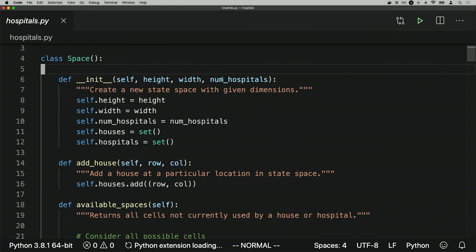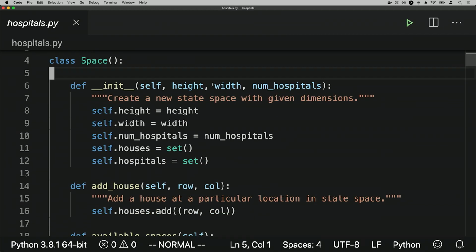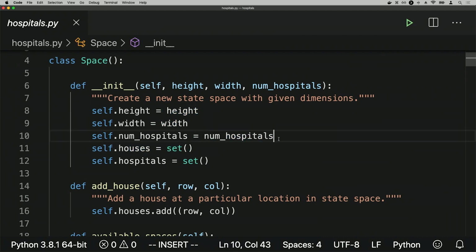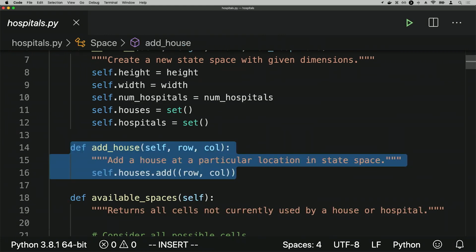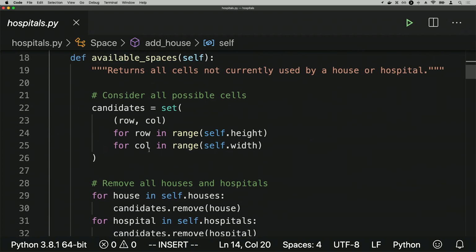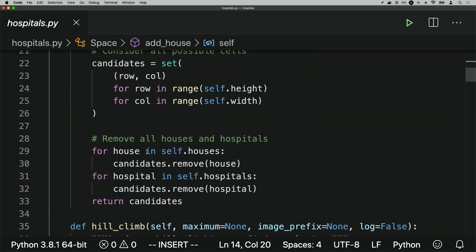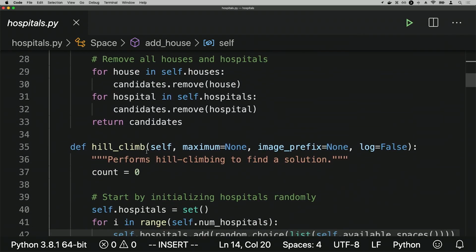I've defined a class that is going to represent the state space. So the space has a height and a width, and also some number of hospitals. So you can configure how big is your map, how many hospitals should go here. We have a function for adding a new house to the state space, and then some functions that are going to get me all of the available spaces, for if I want to randomly place hospitals in particular locations.